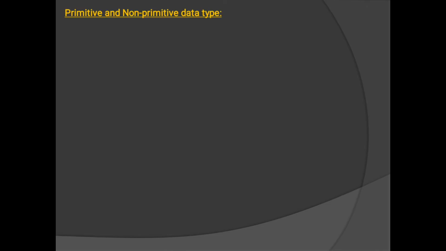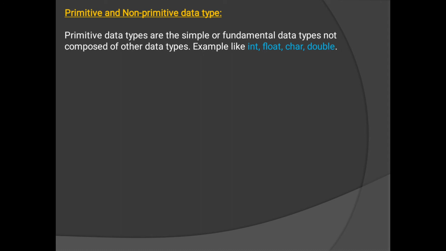Now primitive and non-primitive data types. Primitive data types are simple, fundamental, or built-in data types which are not composed of any other data types. You have examples like integer, float, character, double, which you have all seen in the beginning, under the topic data types.